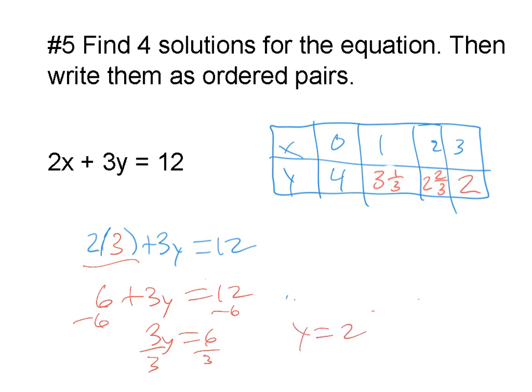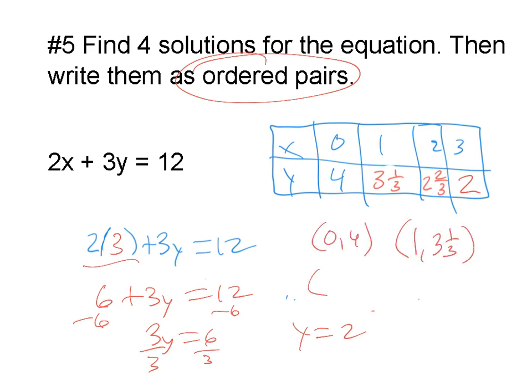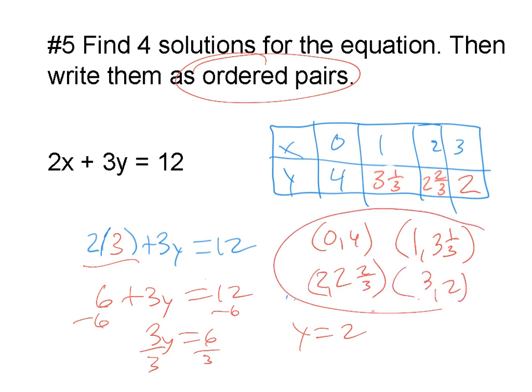Now don't forget to do this. Write them as ordered pairs, right? So you'll write them like this, and so on. And 3, 2. And then there's your final answer, okay?